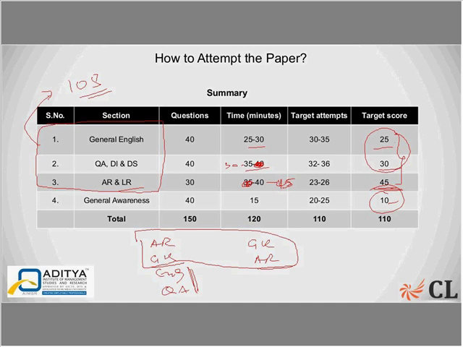Pratik is asking, if there is no sectional cutoff, can't we spend more time on our strong area? Yes, you can. You should. When you look at the time limits which I have given out here, there's a range. There's 25 to 30, quant is 30 to 35, reasoning is 40 to 45, general awareness 15 is what I've given.